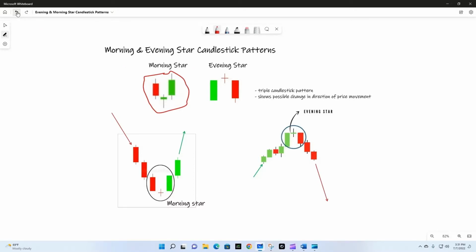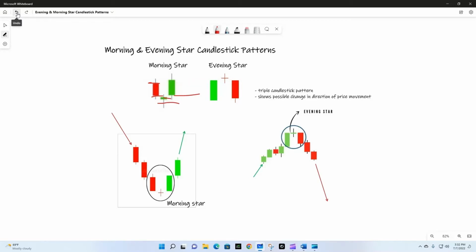The principles are the same. Sellers were in control. They opened the price here, closed here, got to this point here. There is indecision. They tried to push the price lower, closed here, pushed the price back, closed above. Then a new beginning started here. The market opened here and closed here, and it started the pace for a new trend. So morning star and evening star are triple candlestick patterns that show a possible change in direction of price movement.